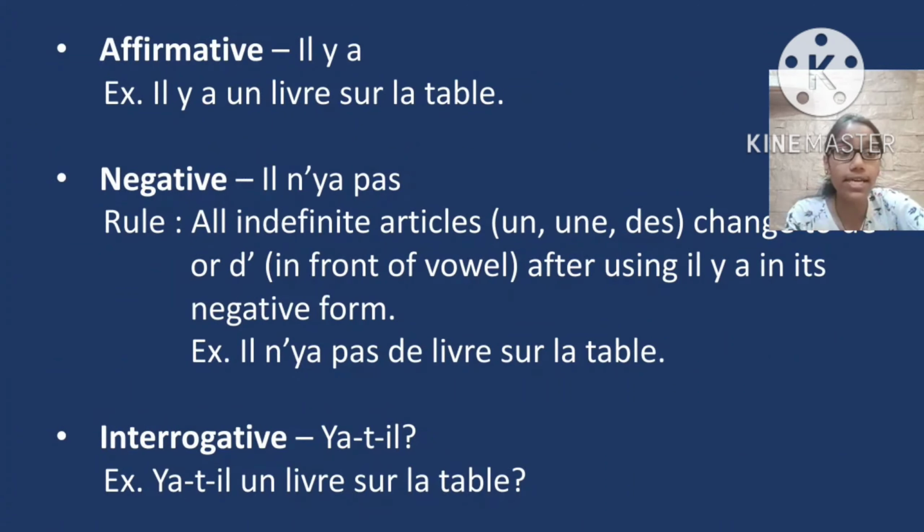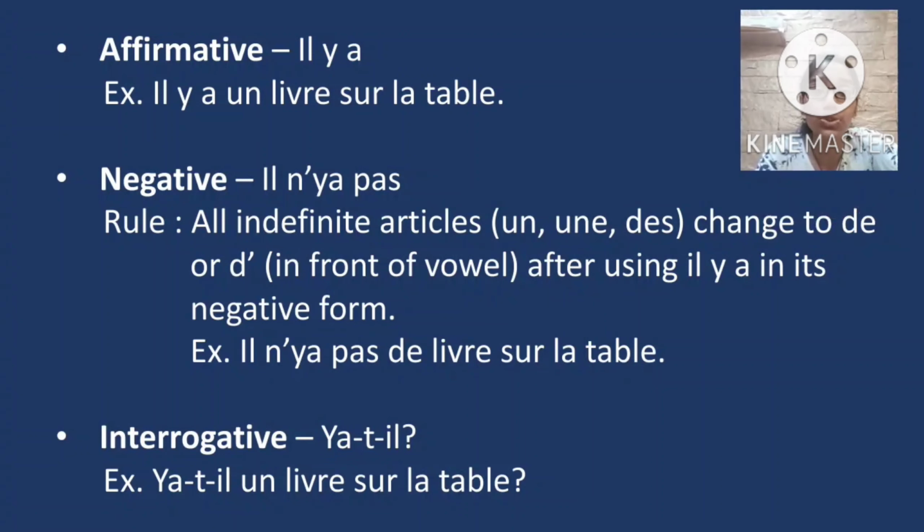Il y a in its various forms, that is affirmative, negative and interrogative. Affirmative form is il y a. Example, il y a un livre sur la table. Negative form, il n'y a pas. Rule: all indefinite articles un, une and des change to de or d apostrophe in front of a vowel after using il y a in its negative form. Example, il n'y a pas de livre sur la table. Then the interrogative form will be y a-t-il? Y a-t-il un livre sur la table?